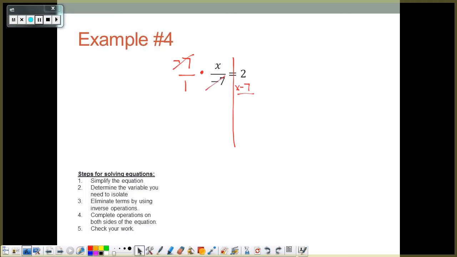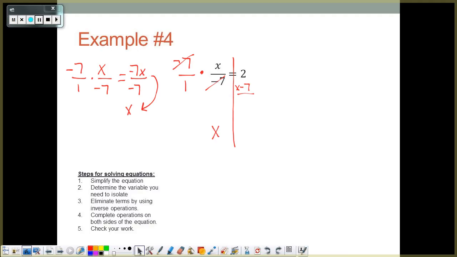My negative 7's are going to cancel out, and part of the reason for that is if we actually multiplied our fractions here, I go top times top, bottom times bottom. Negative 7 times x is negative 7x. 1 times negative 7 is negative 7. Negative 7x divided by negative 7 leaves me with x. So the quick way of doing that is like I showed you there, where you just cross out the top and bottom. So I'm left with x.